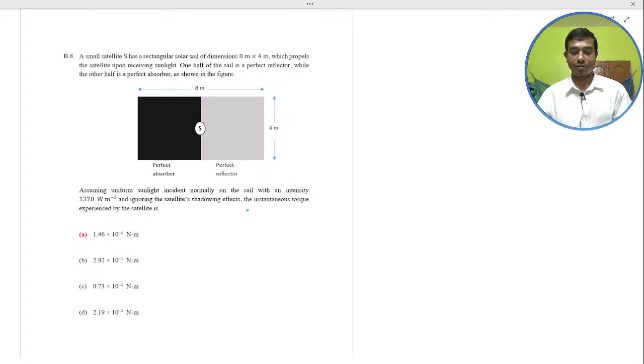Classical mechanics topic, subtopic torque. Intensity can be written in the form power by the area. That means P equal to IA.